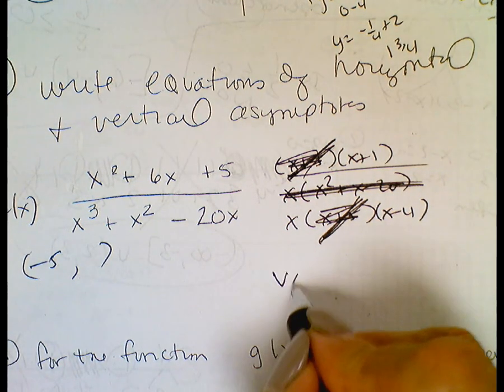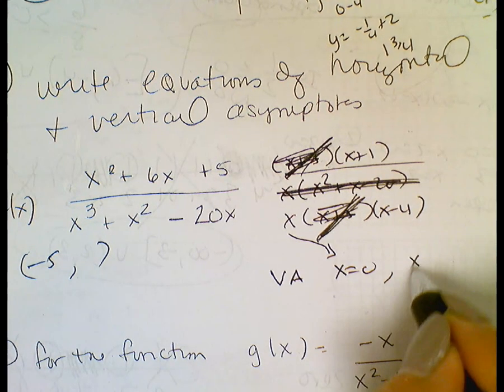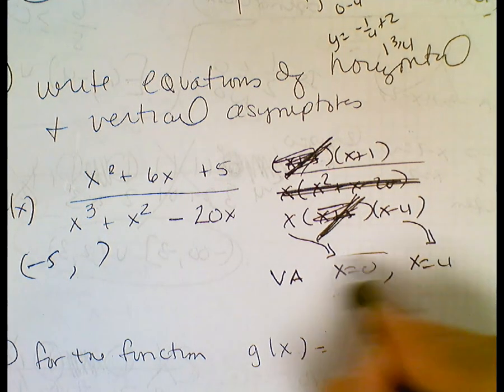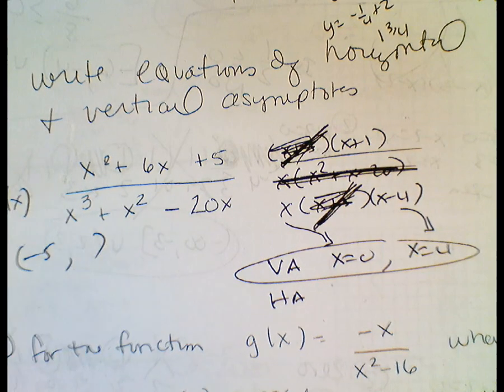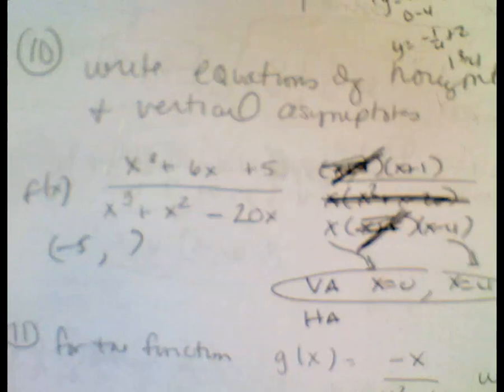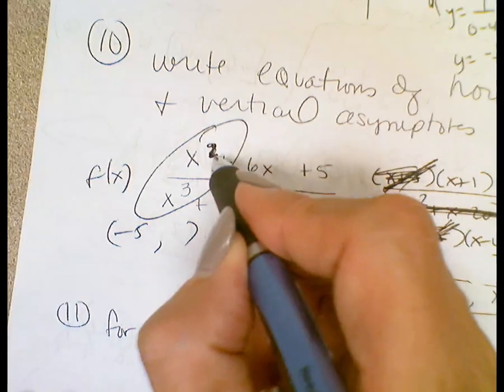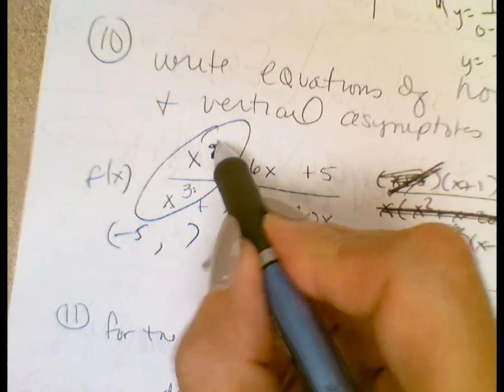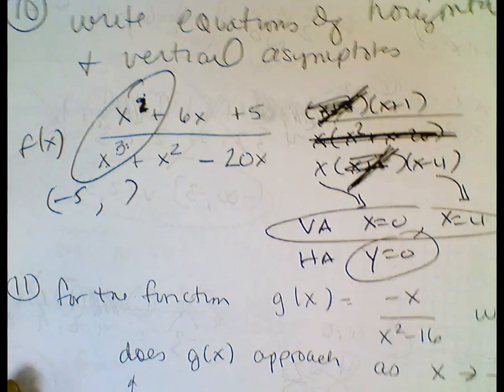So the vertical asymptotes would be x equals 0 because of this one, and x equals 4 because of this one. There's your vertical asymptotes. Your horizontal asymptote is not the numerator. It is the comparison of the original graph. This was an x squared, and this was an x cubed. Because this is one smaller, it's y equals 0. No work needed.